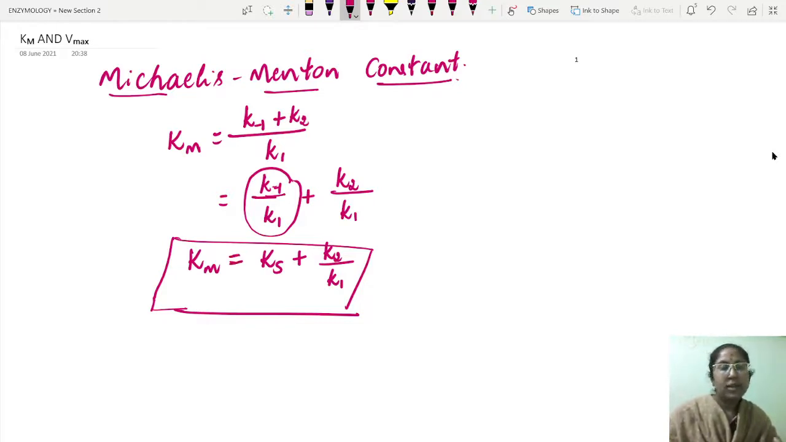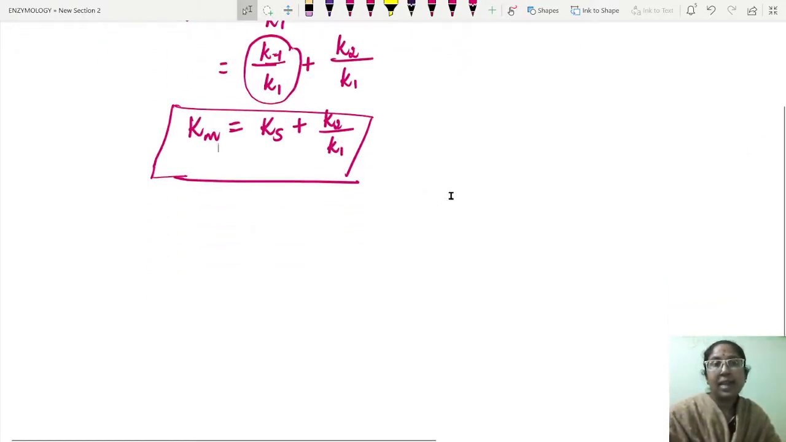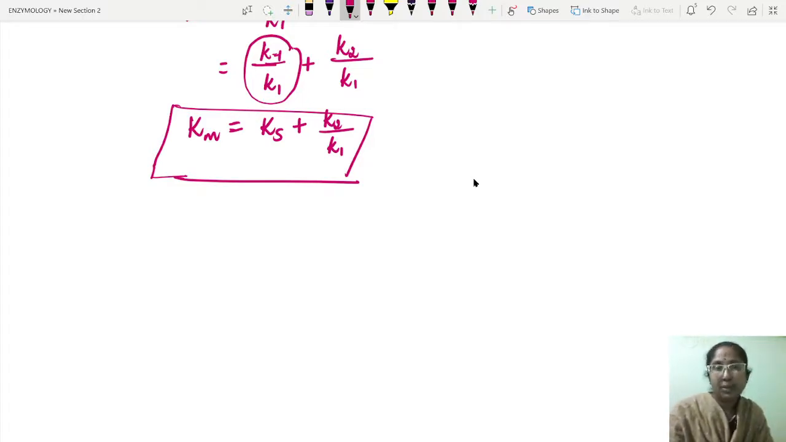What is the meaning of this Michaelis-Menten constant? What does it indicate? This Michaelis-Menten constant actually indicates the affinity of the enzyme towards the substrate. If the value of the Km is very low, then the affinity of the enzyme towards its substrate is more. Similarly, if the value of the Km of any enzyme is high when compared to another enzyme, its affinity towards that substrate is low.